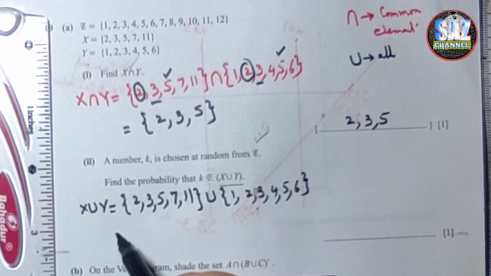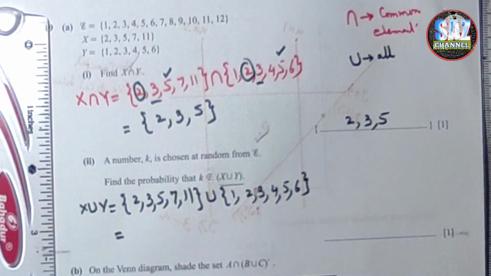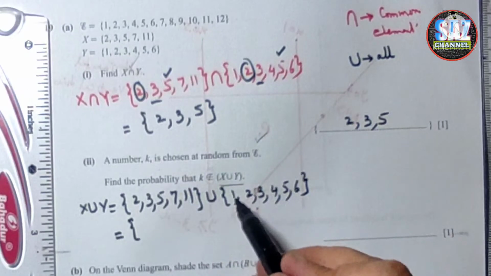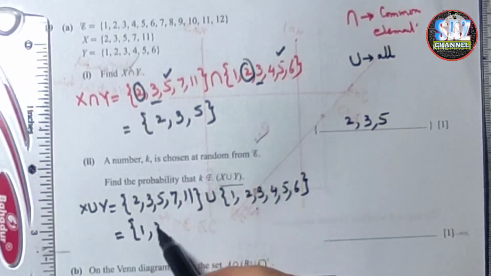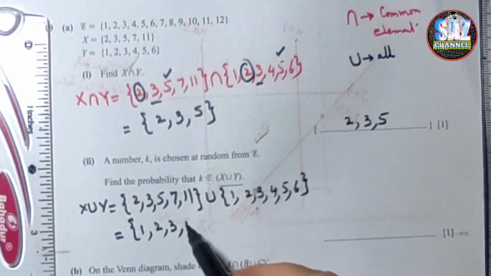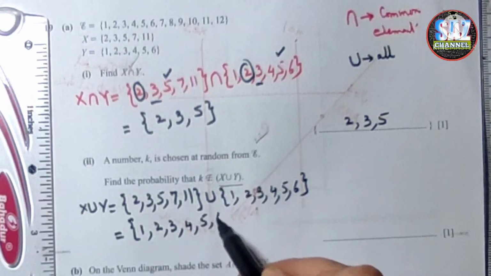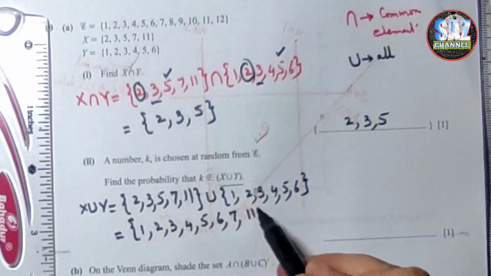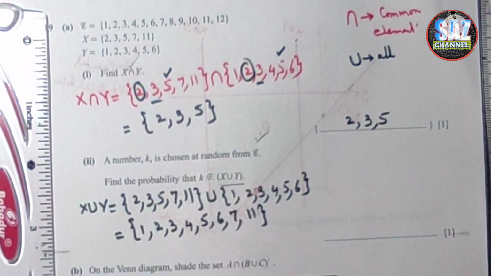Now what we have to do, we have to find the union. Union means join or collection. We have to write down all of the elements in order, but there has to be no repetition. 1, then 2, then 3, then 4, then 5, then 6, then 7, and then 11. This is the answer of the union.